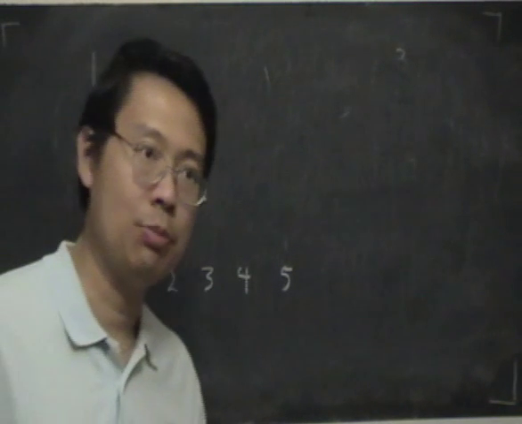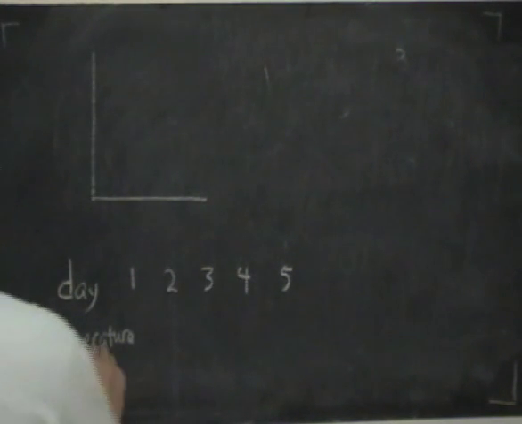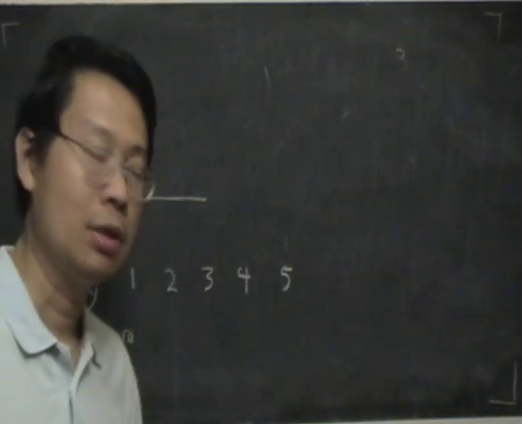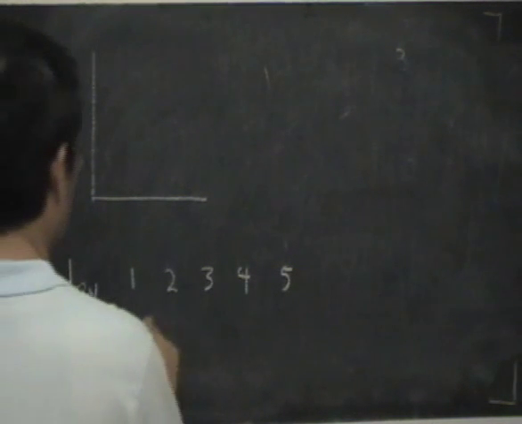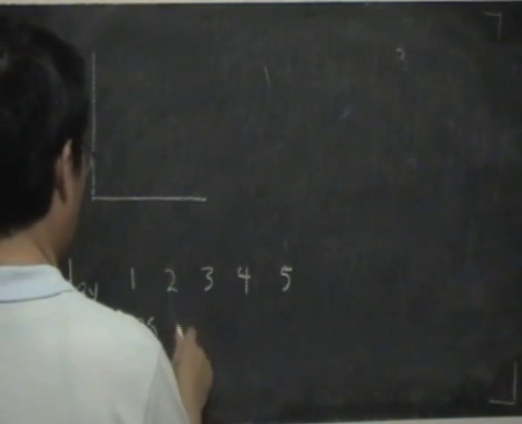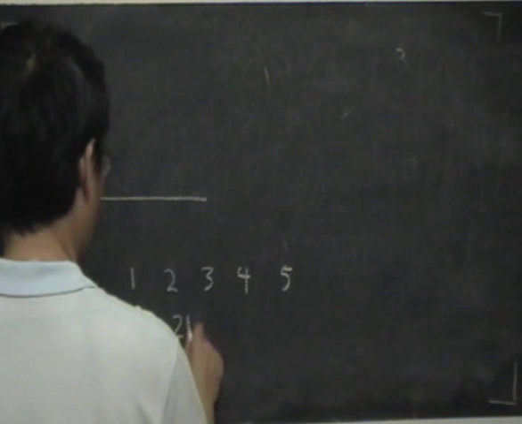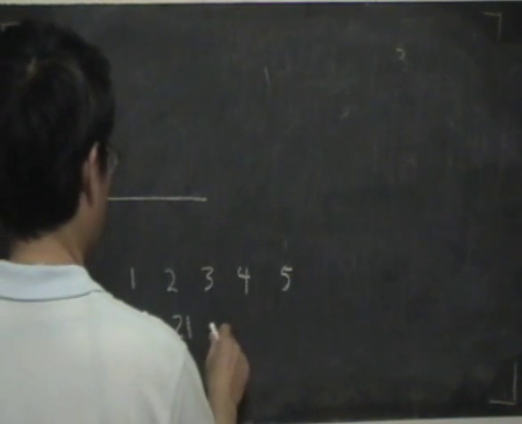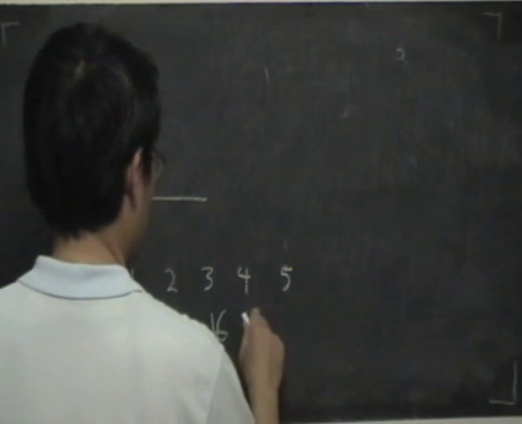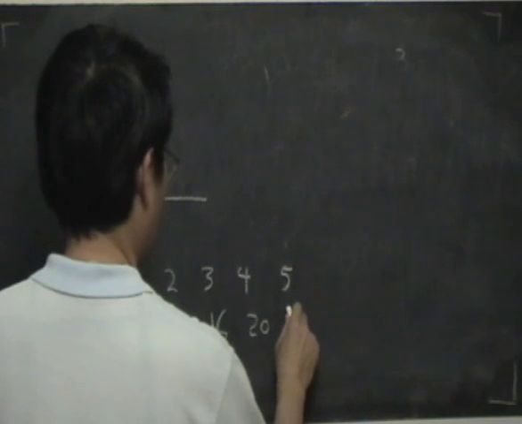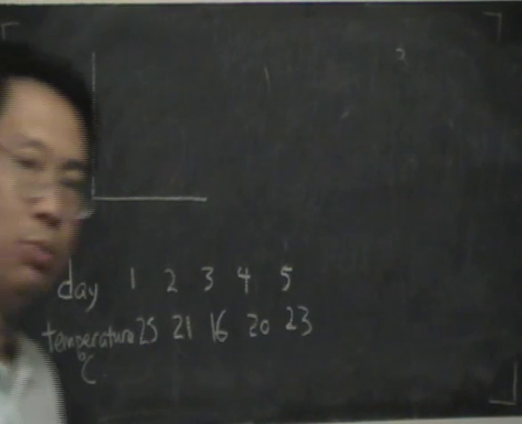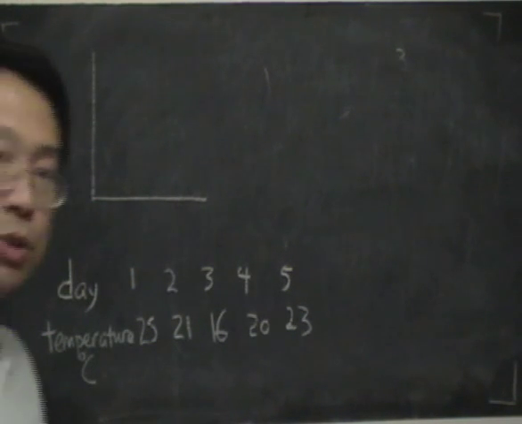Suppose that I measure the temperature in degrees Celsius. On Monday, the temperature at noon is, say, 25. On Tuesday, it's 21. On Wednesday, it's 16. On Thursday, it's 20, and on Friday it's 23. So I write down the temperature that I measure. Now I can make a picture of these numbers.